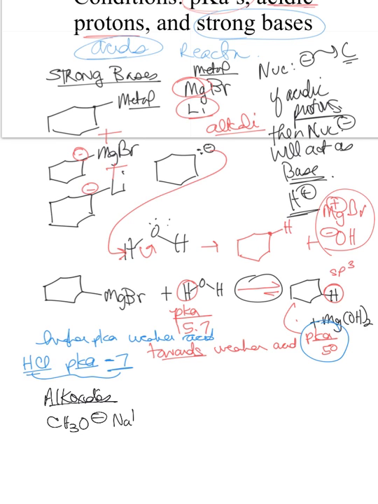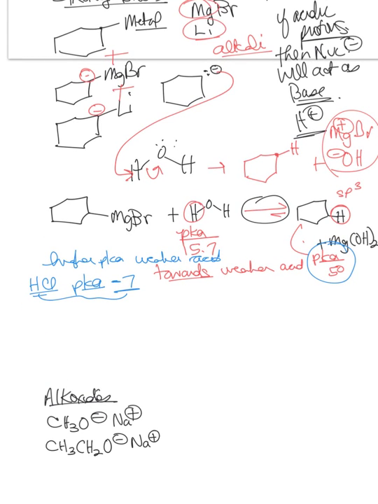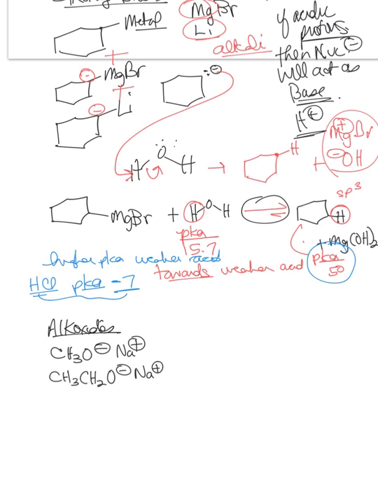And a lot of times you'll get something like sodium methoxide. You could have ethoxide. What happens is the oxygen has a negative charge and the sodium has a positive charge. How these are made is you basically take sodium metal, which is a solid, in a solution of methanol.